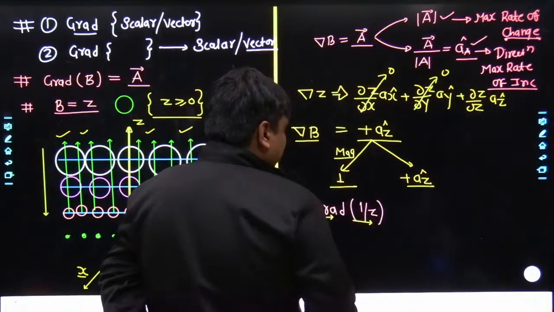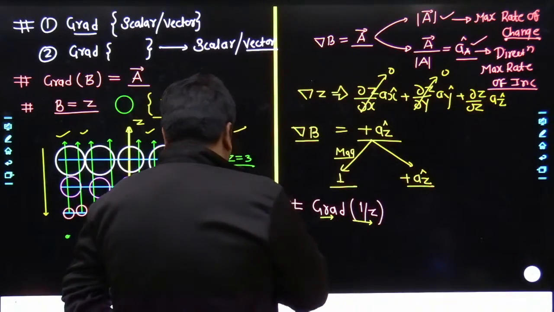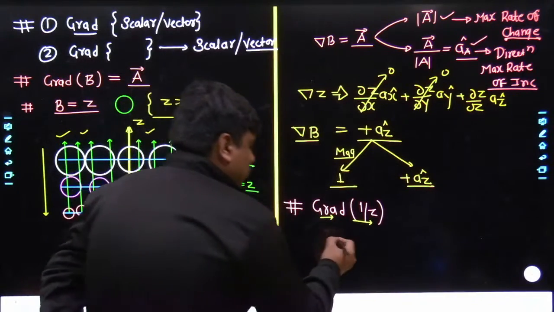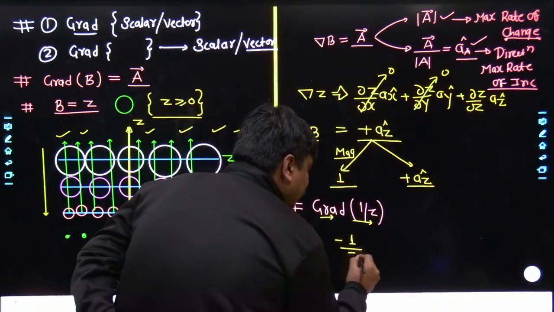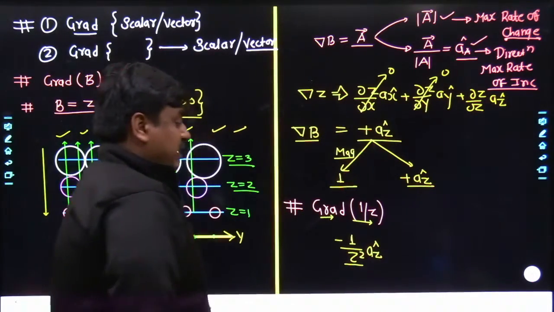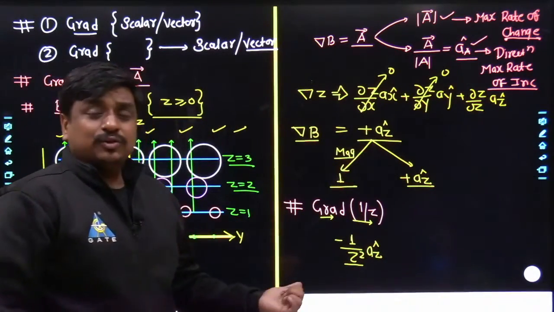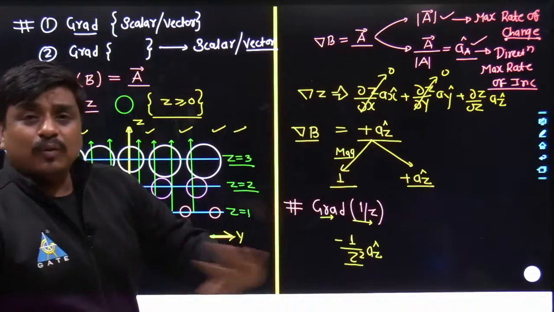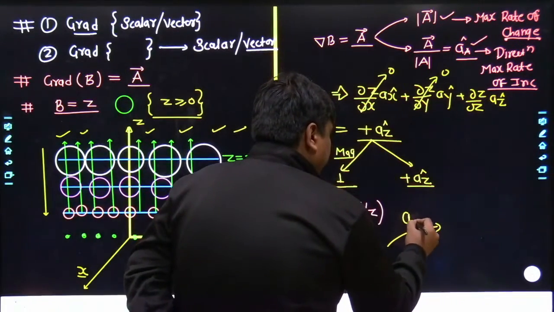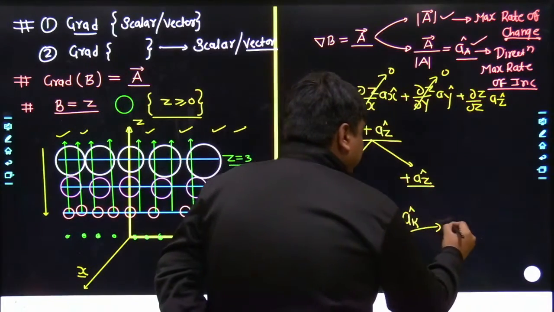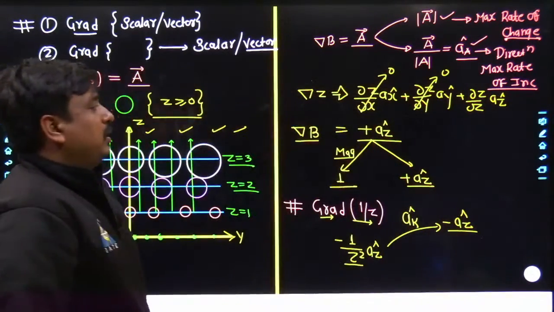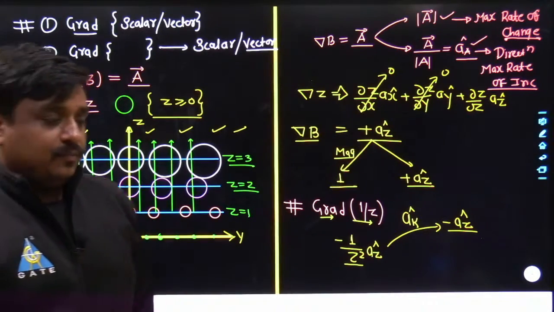Once you calculate the gradient of 1 upon Z, the process is almost the same. You take the partial differentiation of Z inverse, which equals minus 1 divided by Z square, in the direction of Az cap. Depending on the value of Z, the magnitude gets decided, but the direction would always be minus Az cap. So if you calculate the unit vector, you will see it's always in the direction of minus Az cap.